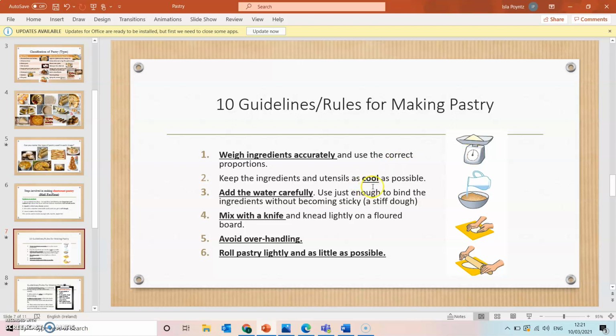Keep ingredients and utensils as cool as possible. So you will use a stainless steel knife. You will put your water in the fridge until you need it. You will make sure that you're using not a plastic bowl but a glass bowl or a Pyrex bowl if you can. Add the water carefully. So just enough to bind it into a stiff dough, not a sticky dough. Mix it with a knife, so that's a stainless steel knife, not a wooden spoon because it's too warm. And avoid overhandling and roll as lightly and as little as possible.